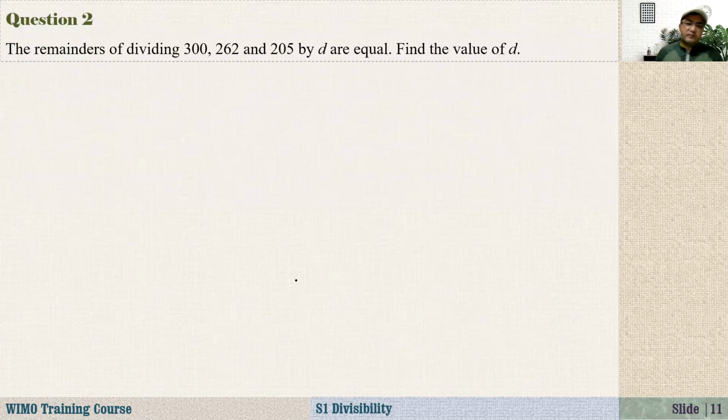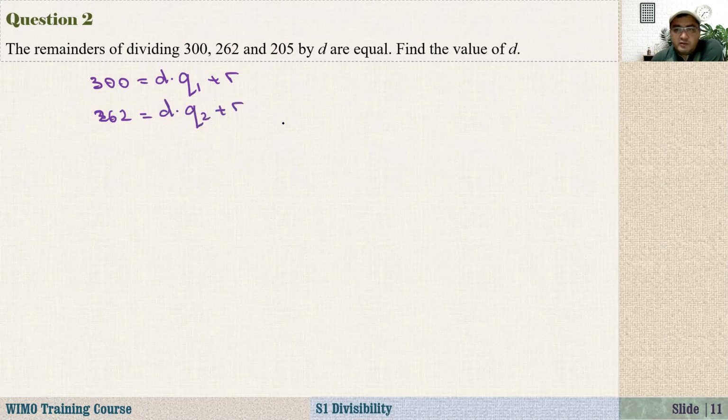Question 2, the remainders of dividing 300, 262, and 205 by D are equal. Find the values of D, right? So, okay, we just did a similar question here. If you divide 300, 262, and 205 by D, they are equal. That means that if you divide 300 by D, the quotient, let's say Q1, the remainder is R. And again, if you divide 262 by D, the quotient is, let's say, Q2, and the remainder is again R. And here we have 205. If you divide this by D, the quotient is Q3, and the remainder is again R. Because if you divide all of these numbers by D, the remainders are the same, equal.